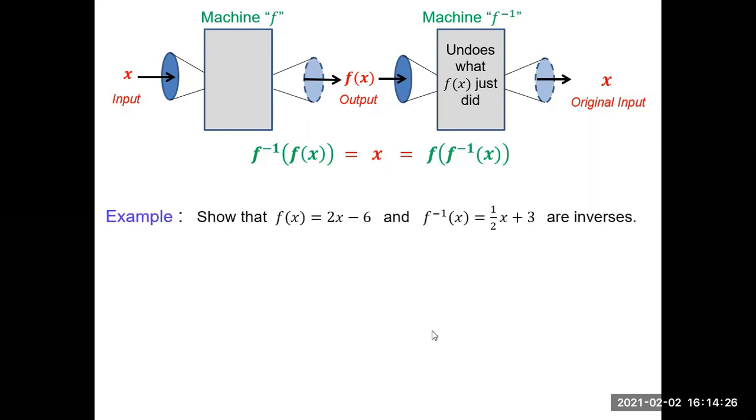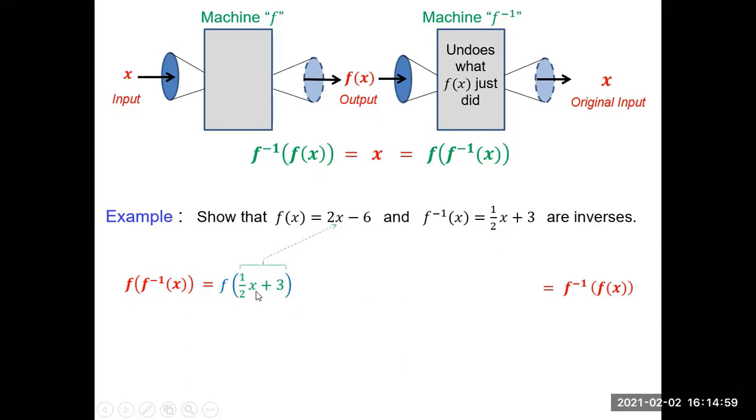So let's try that with this particular function here. So if f of x is 2x minus 6, we found on the previous slide that f inverse of x was 1/2 x plus 3. We already know they're inverses, but let's see why. If we were to take f of f inverse of x, that just simply means to take f inverse of x as the input to the function called f. So we replace f inverse of x with 1/2 x plus 3.